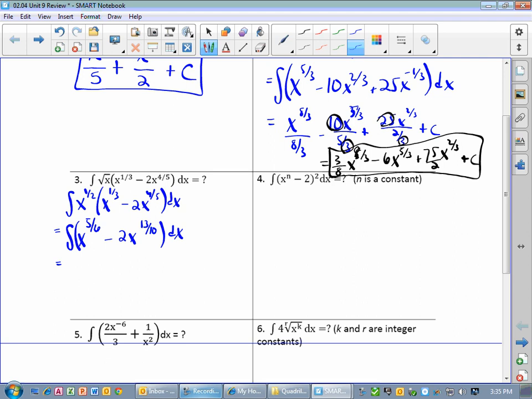And so we add 1 to our exponent and divide. So we have x to the 11/6 over 11/6 minus 2x. Adding 1 to the exponent, we get 23/10 over 23/10. Plus c. And so we can write our final answer by the reciprocal of the denominator, so 6/11 x to the 11/6 minus 10 times 2 is 20, so 20 over 23 x to the 23/10 plus c.